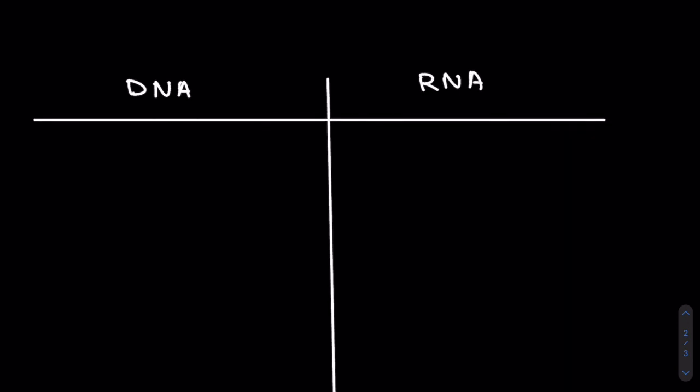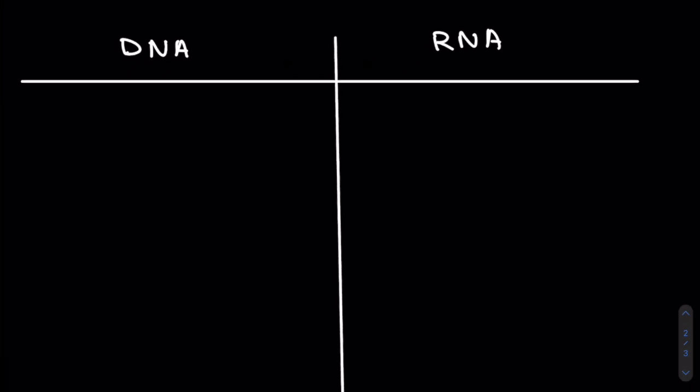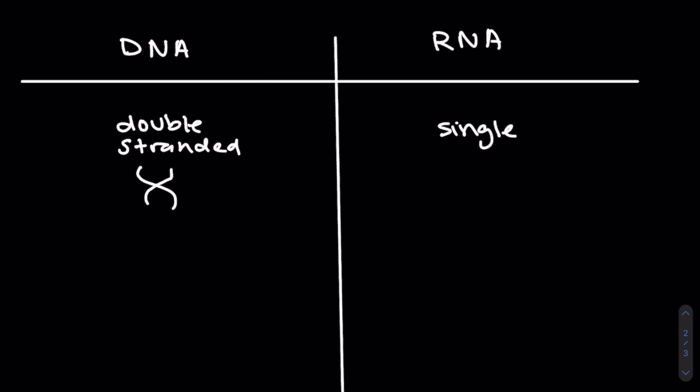So DNA and RNA are both polymers of nucleotides. However, there's many differences in their structures. The first one would be the number of strands present. So DNA is double-stranded, and you may have heard that it has like a double helix structure. We'll go over this in more detail later on. Whereas RNA is single-stranded.